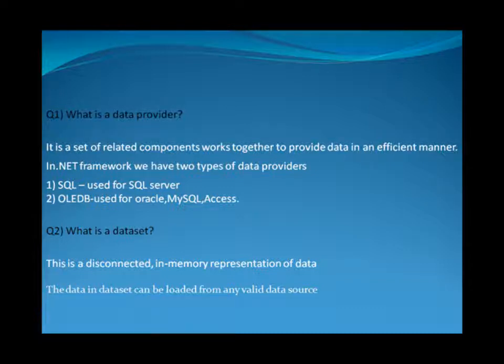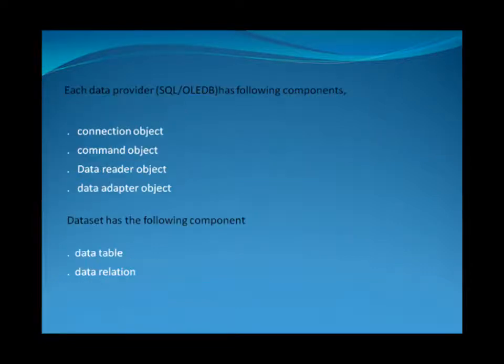We can explain the data sets as a copy of a database, or a copy of a part of the database, which is in memory. A dataset has data tables, relations, and primary keys, just as the database. Each data provider has four components: connection object, command object, data reader object, and data adapter object.